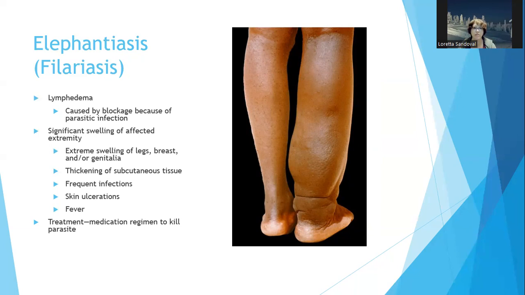The largest cause of lymphedema worldwide is a parasitic infection called filariasis, and the disease is called elephantiasis. It's actually lymphedema. You get significant swelling of the affected extremity, thickening of the subcutaneous tissue, frequent infections, skin ulcerations, and fever. The treatment is medication to kill the parasite. Once you kill the parasite, the lymph system is freed up, the lymph drains, and the limb goes back to normal. We don't see that very much in the US, but worldwide, that's the biggest cause of lymphedema.